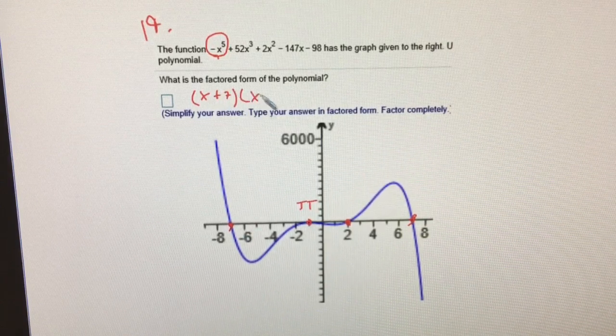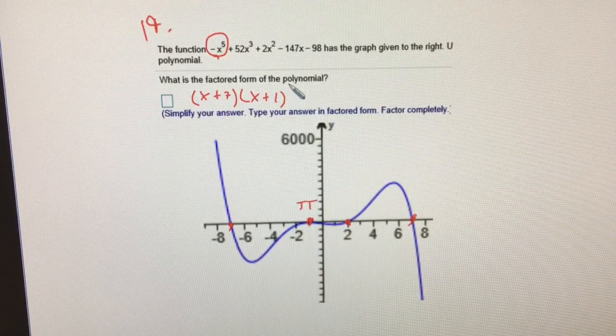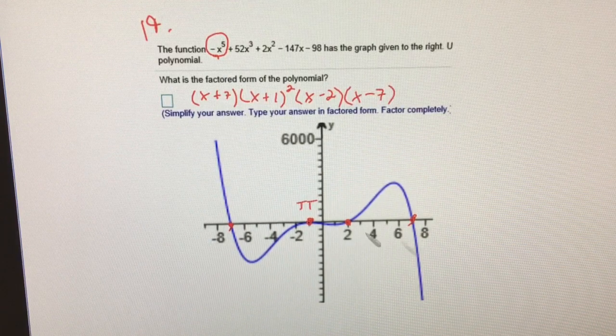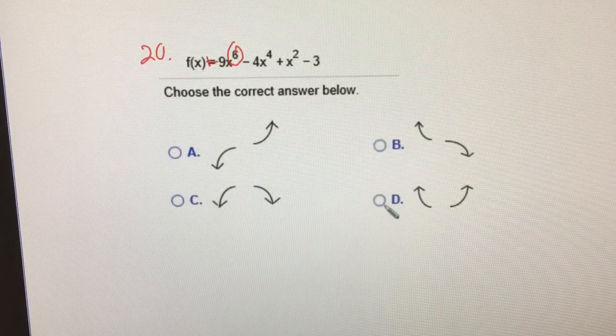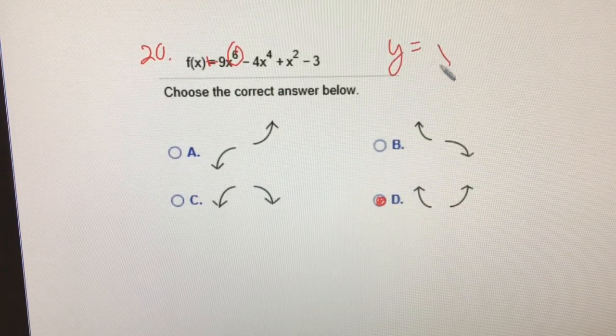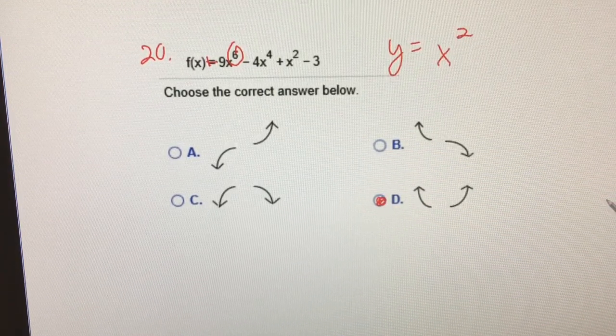X plus 1. However, it touches and turns there, so that's going to be squared. X minus 2, the opposite of plus 2. X minus 7. And I'm done. End behavior: positive x to the even is going to be up. It's sort of the same end behavior as y equals positive x squared. It is going to be up.